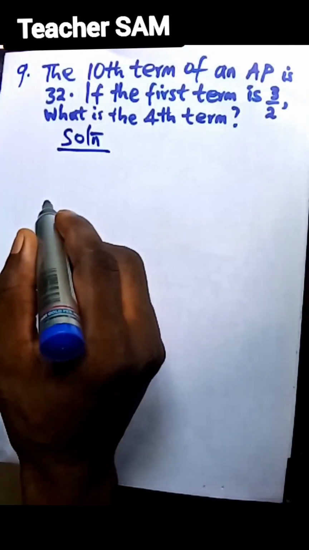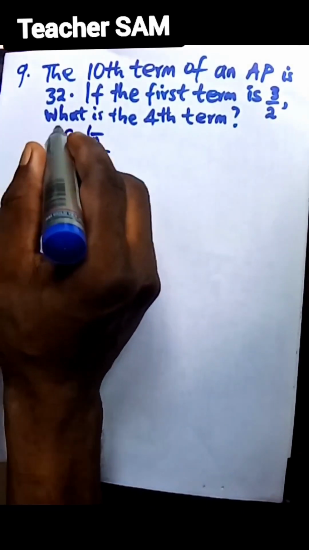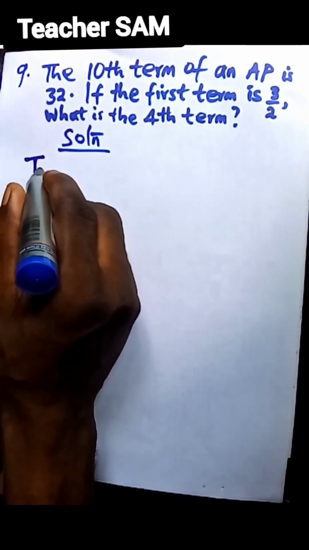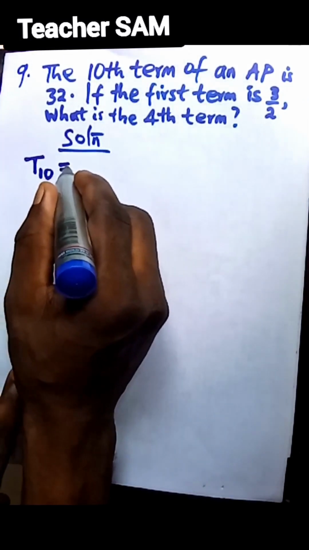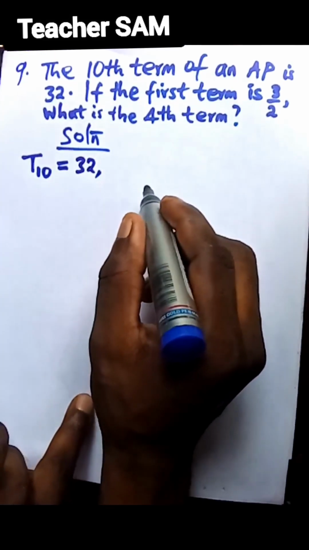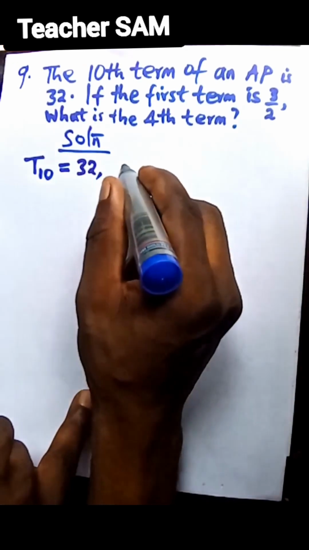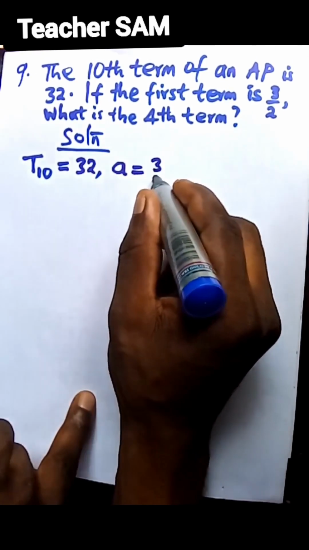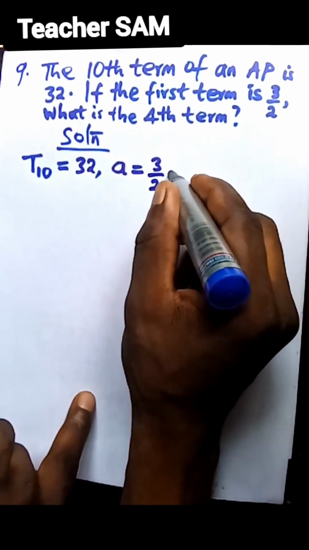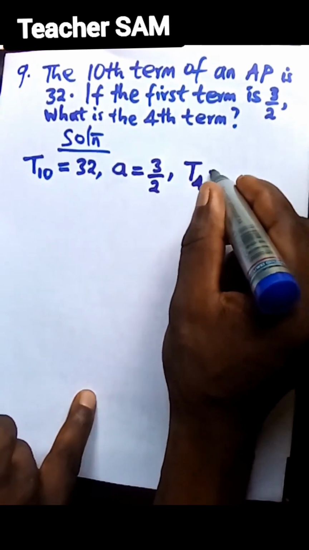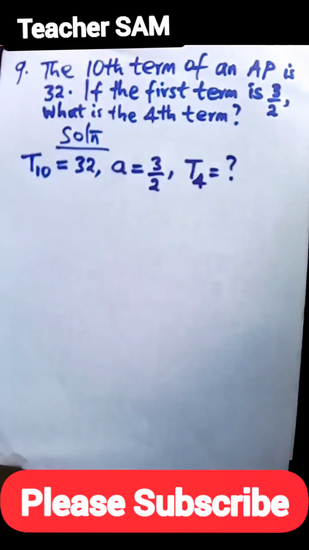Let's pick out what we are given. We're told that the 10th term, T10, is equal to 32, and we also know that the first term, A, is equal to 3/2. We are asked to find the fourth term, T4. So let's call that T4.